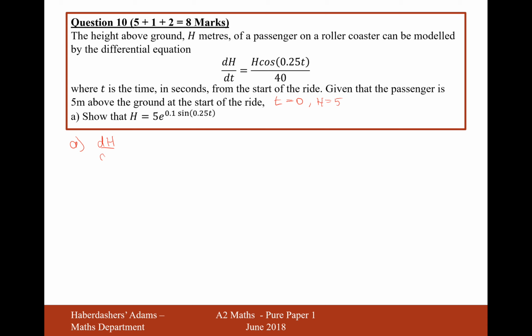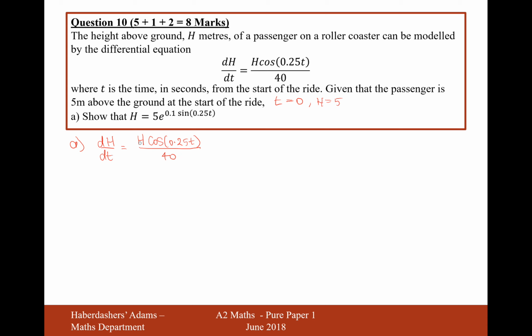dh by dt is equal to h cos 0.25t over 40. Now what makes this a differential equation is that there is h and t on the right hand side. You can see h here, t over here, and there's dh by dt in our differential bit there. So what we need to do is put all our h's on one side, all our t's on the other side, and then we can do some integration.